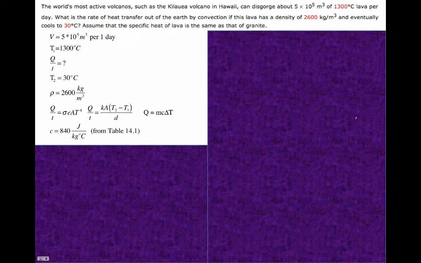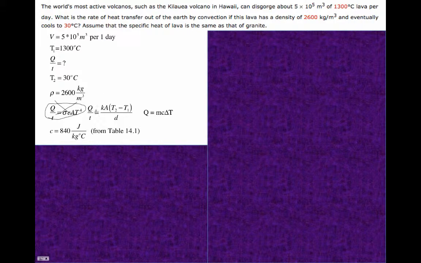So we've got the volume equal to 5 times 10 to the 5th meters cubed per 1 day. We have the initial temperature. We're hunting for the heat transfer rate, Q over T. We know the second temperature is 30 degrees C. We have the density, and we have 3 equations. Of those 3 equations, there's nothing about radiation. So this one is really for radiation.